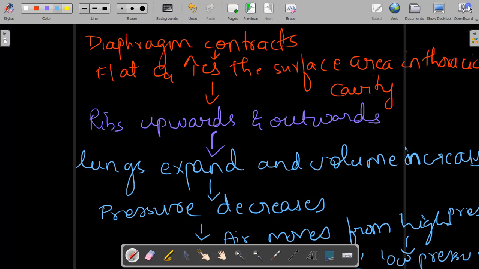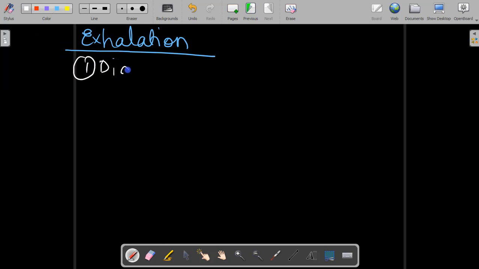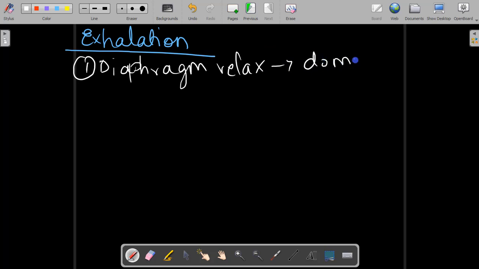Now what will you say for exhalation then? Exactly opposite. Okay, exhalation. What happens in exhalation? It will be exactly opposite. First, what will happen? Diaphragm relaxes. Okay, diaphragm relaxes. If it relaxes, it becomes dome shaped, right? If it becomes dome shaped, what will happen?